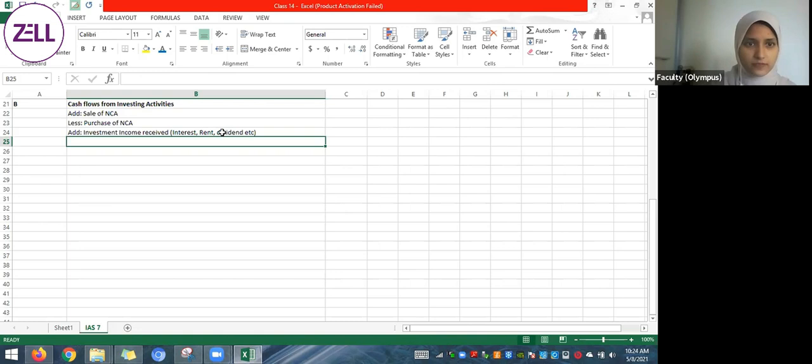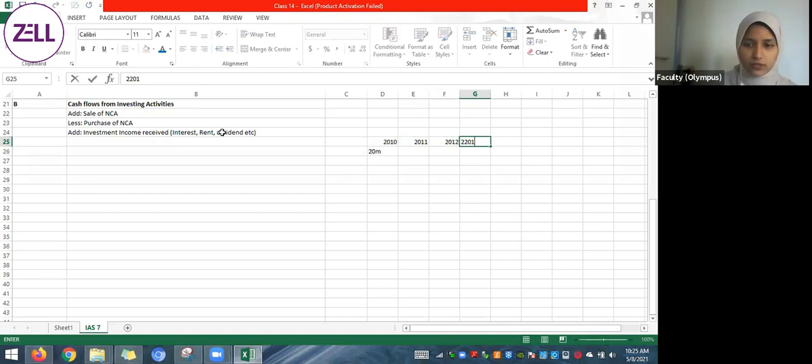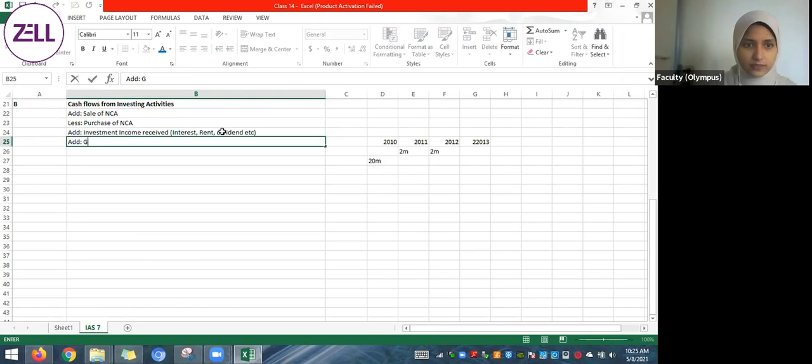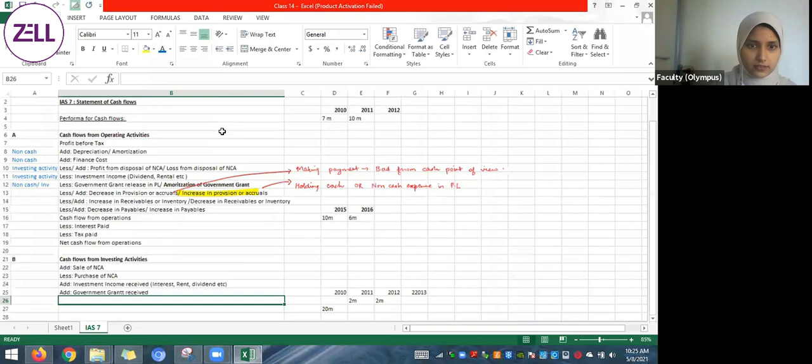Anything else that you can remember off the top of your head? Government grant received, right? If you remember, I created an example where in 2010 a 20 million government grant was received, and in 2011 nothing. In P&L we record it as income of 2 million, but the cash inflow was actually in 2010. So if I'm making a cash flow for 2010, I will write government grant received. However, if this is for 2011, 2012, 2013, I wouldn't have this line, government grant received.